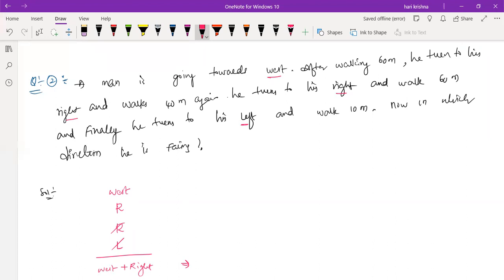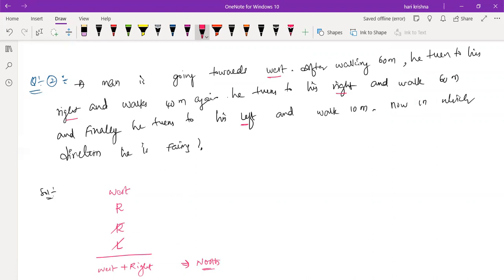What is the right side of west? Is it south or north? What is the right side of west? Is it south direction or north direction? North. North. Understand?